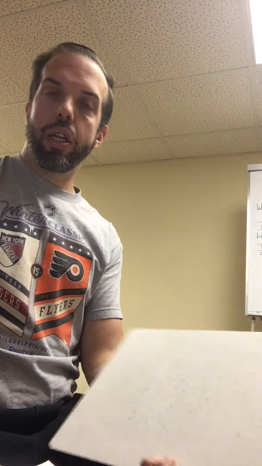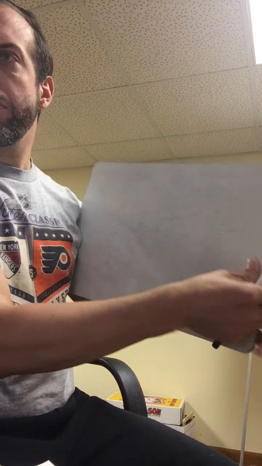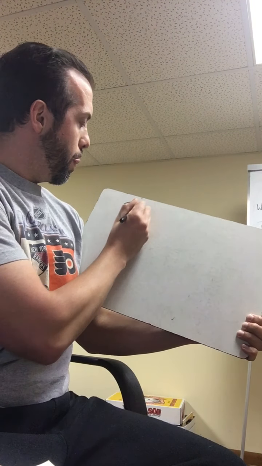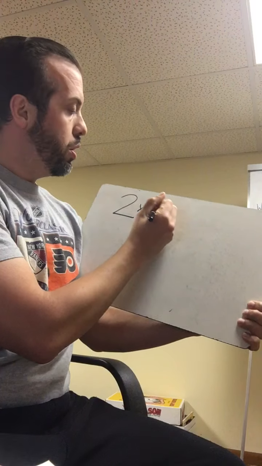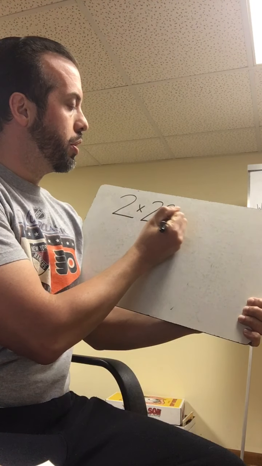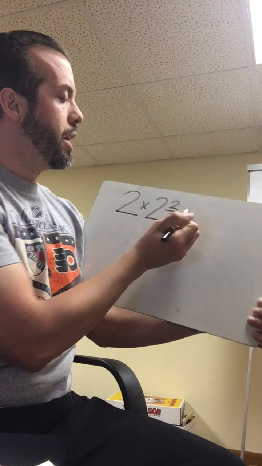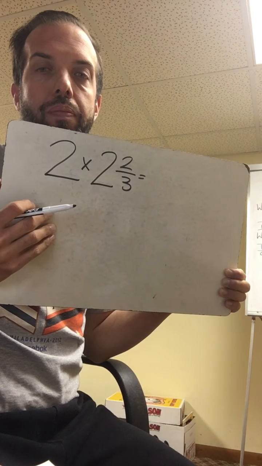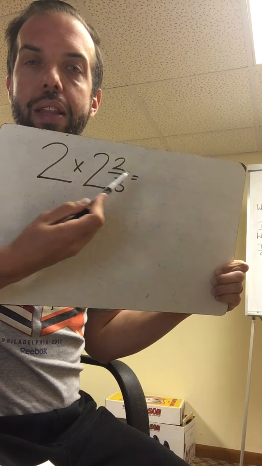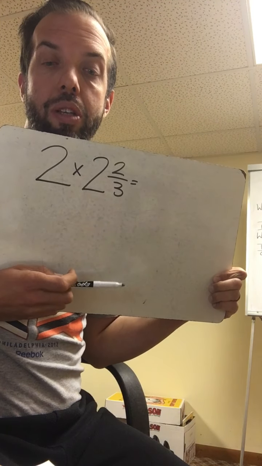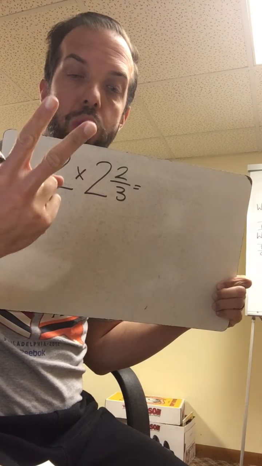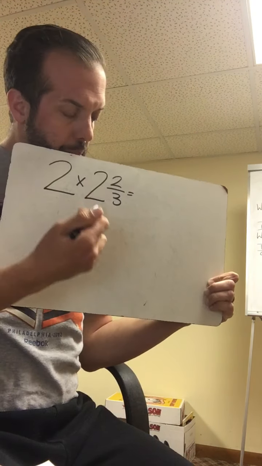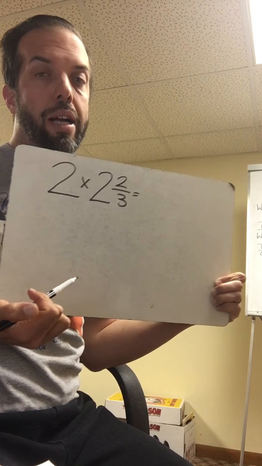All right, so let's do 2 times 2 2/3. So first thing I'm going to ask myself, am I multiplying a fraction or am I multiplying a mixed number? Well, I see that there's a whole number and a fraction, so it's a mixed number. So that means I have to look at example number 2.